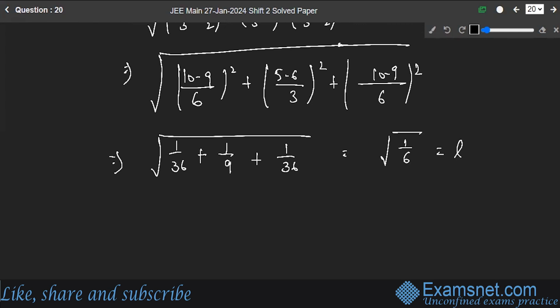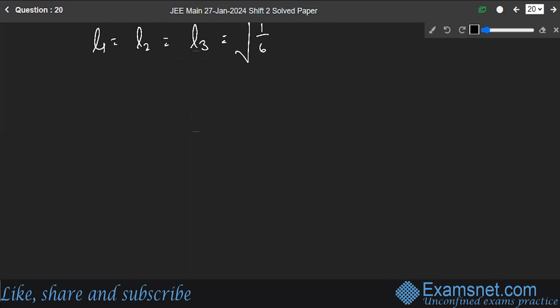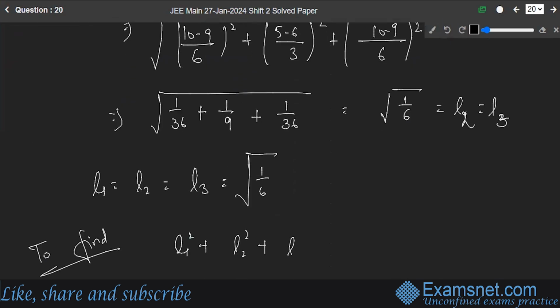So similarly, see, this is a nice equilateral triangle, right? ABC equilateral triangle. So L1 will be equal to L2 will be equal to L3. So you have this as 1 by root 6. What do you have to find out in the question? To find L1 square, L2 square, and L3 square.